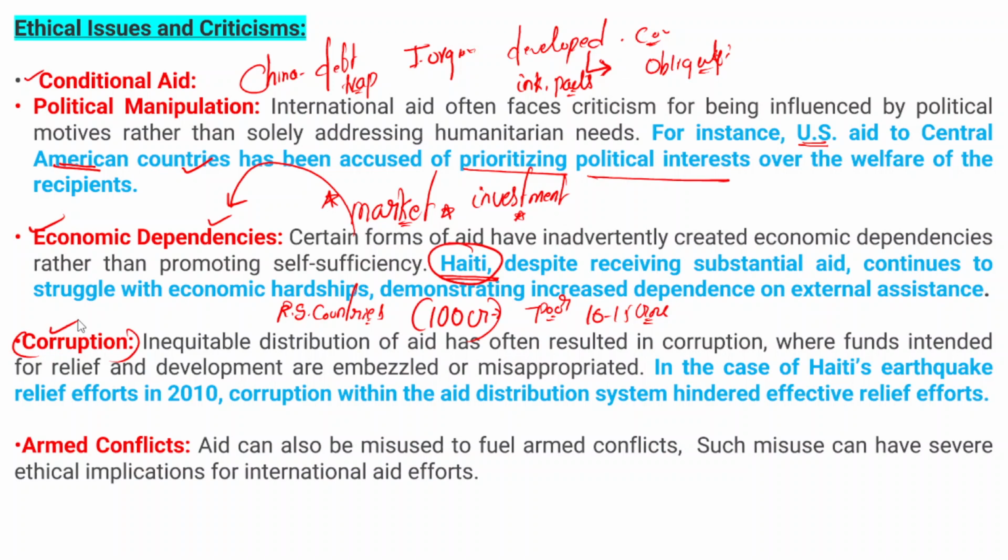If you look at the example of Haiti's earthquake, Haiti faced an earthquake in the year 2010. After the earthquake, the international organizations and the international community came up with aid to Haiti.